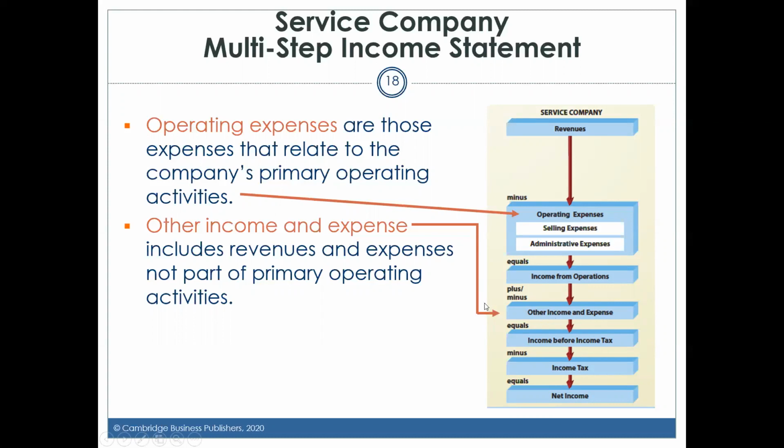Same thing on the other hand for the interest expense. If the bike company borrows some money from another company and they have to pay interest on it, that would not be a primary operating activity expense. It'd be an other expense.